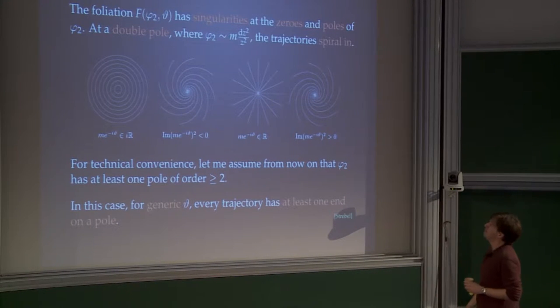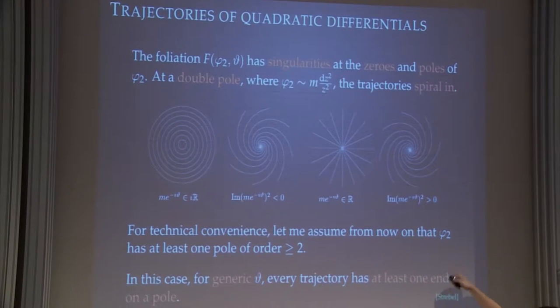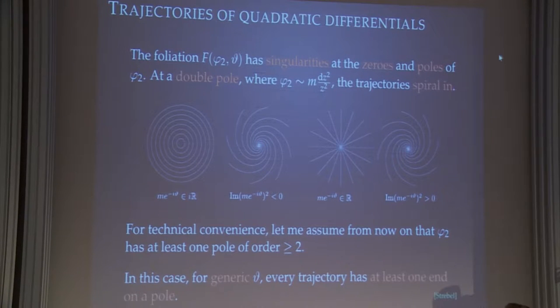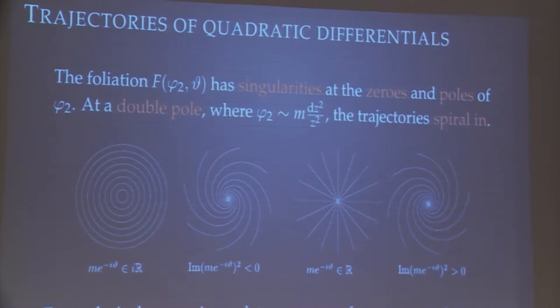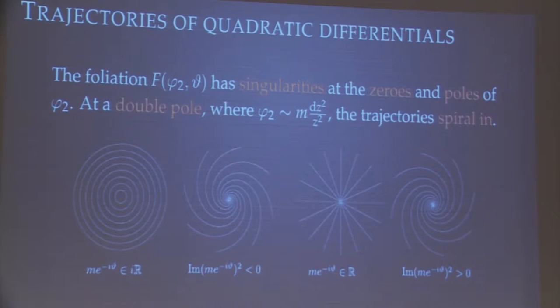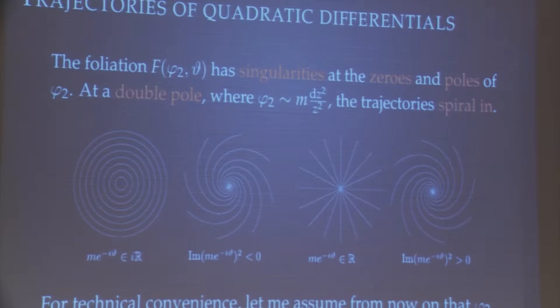So what does this foliation look like? As I said, away from the zeros and the poles, it's just a regular foliation. At the zeros and the poles of this quadratic differential, the foliation has some singularities. So let me describe, for example, what happens at a double pole, which is somehow the most basic case to understand. At a double pole, if you just work out the local behavior of the trajectories around that pole, what you find is that the trajectories tend to spiral in. And the exact way that they spiral in depends on the relationship between this parameter m, which is the residue, and the parameter theta, which was defining the foliation. But anyway, except in some exceptional case, the trajectories are always kind of spiraling into these poles.